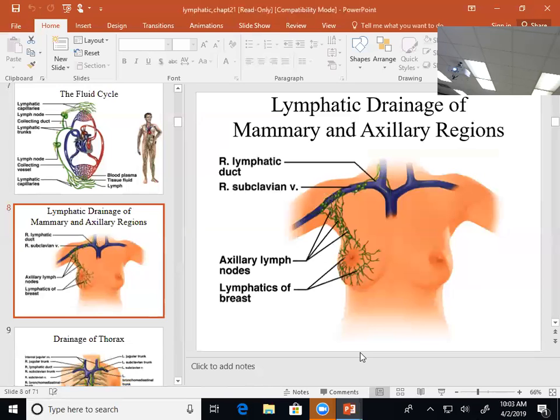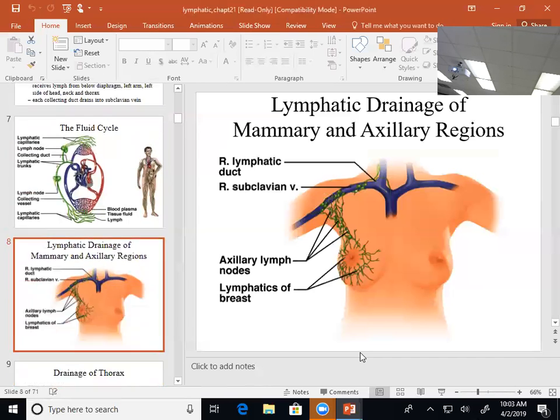Any questions for me? So you wouldn't be able to tell me what lymph is. You wouldn't know where lymph comes from and where it ends up going back to. And also the function of a lymph node. Is that fair enough?